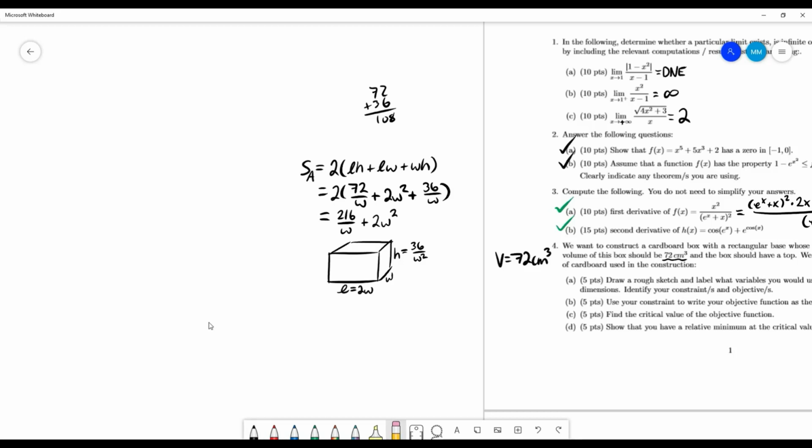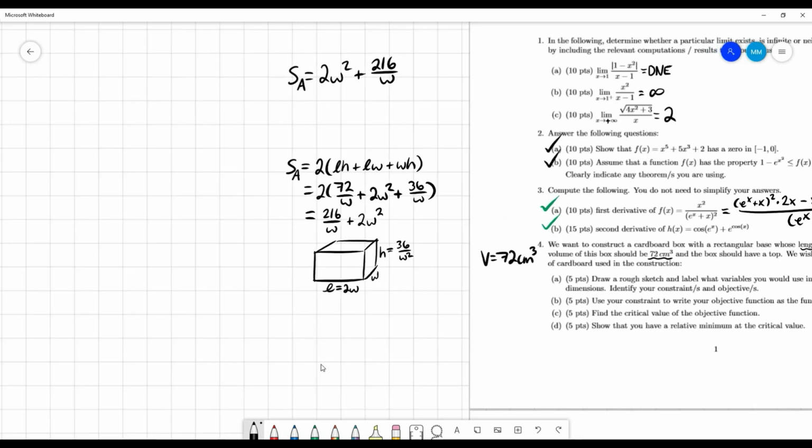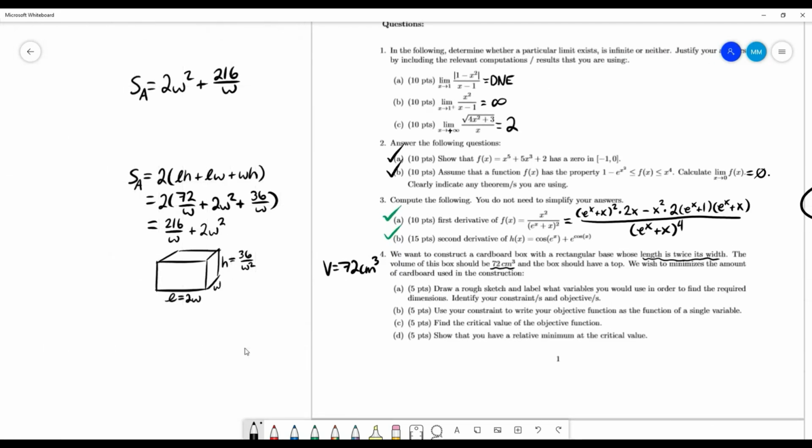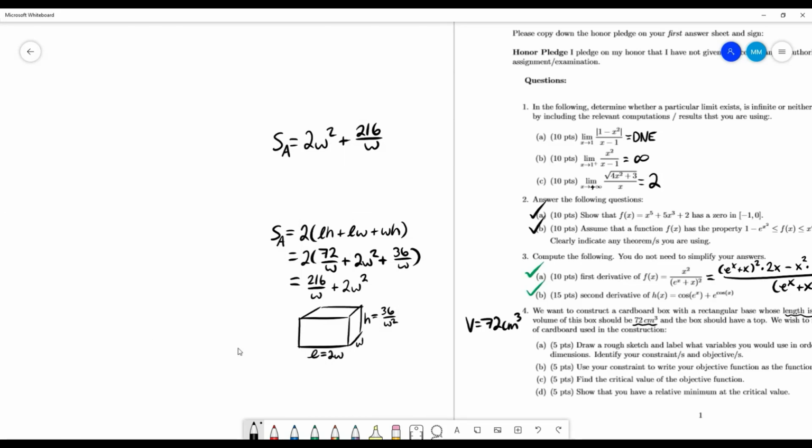Okay, so we know that our surface area, I'm just going to rewrite it up here, can be represented like so. We want to find the width that would minimize our surface area. So we want to find a minimum. We know how to find a minimum, right? We're first going to find our derivative of this, and then set that equal to 0 to find our critical points.